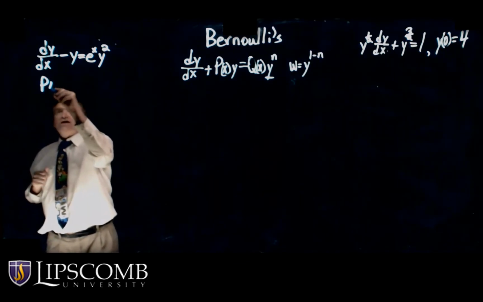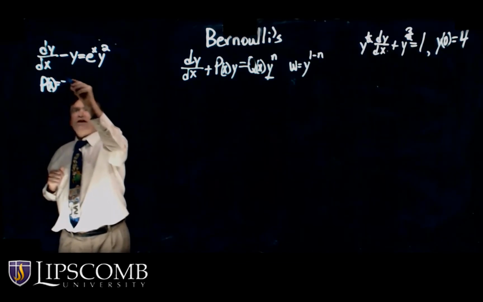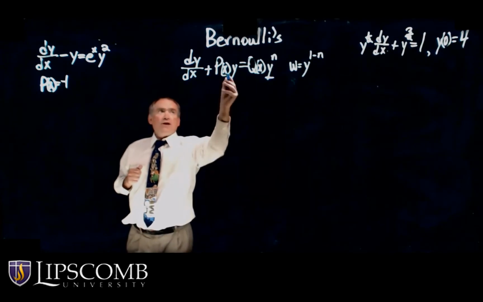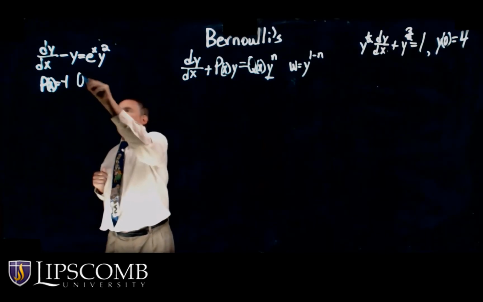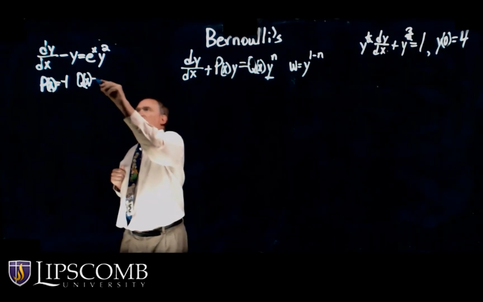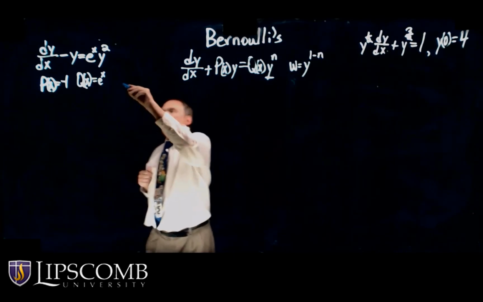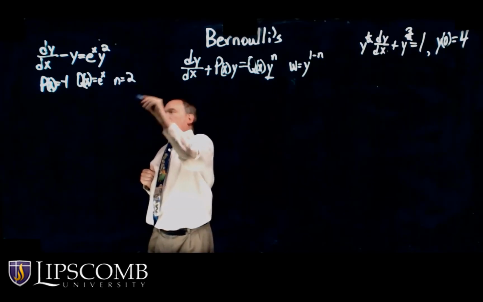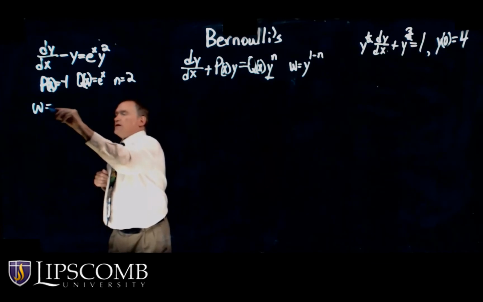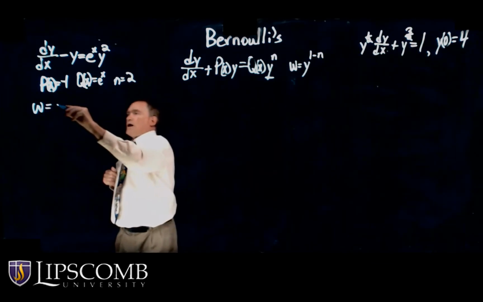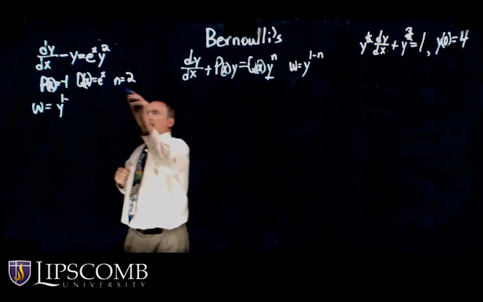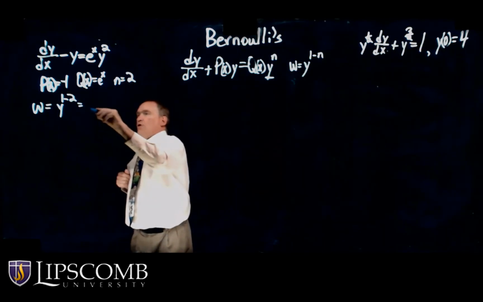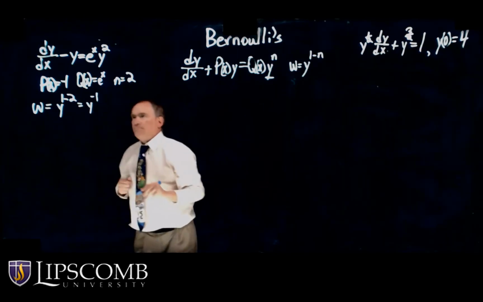In this case, p of x is negative 1. So that's that p of x. The q of x is e to the x. And the n in this case is 2. So my substitution, w equals y to the 1 minus n. n is 2, so y to the negative 1.